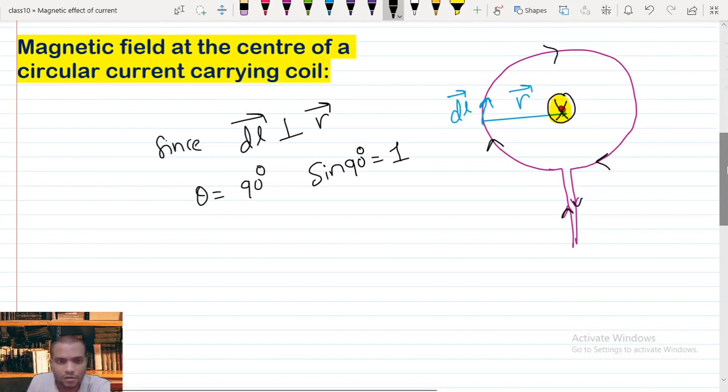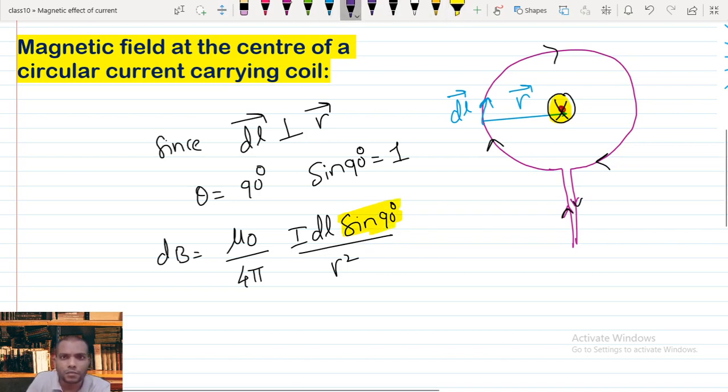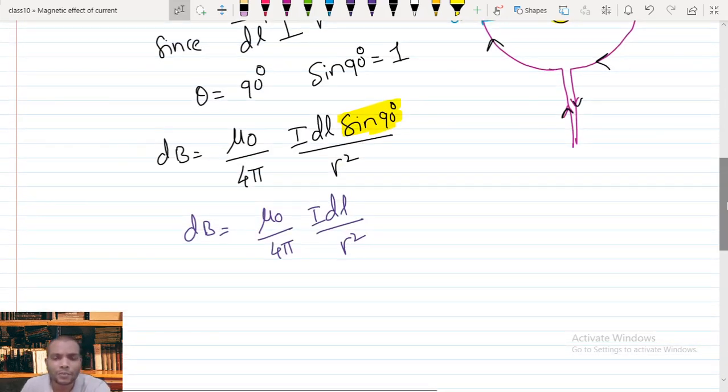Therefore, according to Biot-Savart's law, dB equal to mu naught upon 4 pi times I dl sine theta by r square. Here sine theta becomes sine 90 degrees, which is 1, where 90 degrees is the angle between the elemental length dl and the position vector r bar. Now dB equal to mu naught upon 4 pi times I dl upon r square. This is the small amount of magnetic field at that particular point.